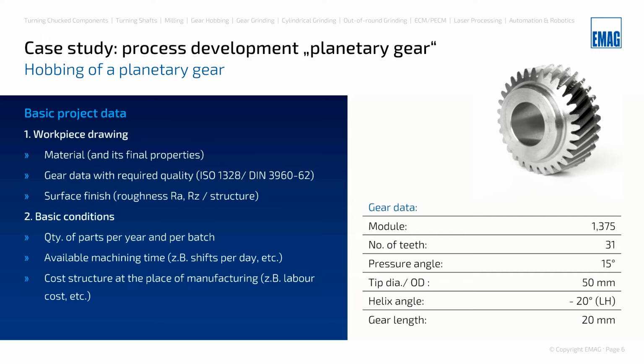In the upper right side of this slide, you will see the planetary gear we will talk about. It is module 1.375, number of teeth 31, 15-degree pressure angle, tip diameter 50 millimeter, and it will have a helix angle of minus 20 degree, that means left-hand helix, and the gear length is 20 millimeter.